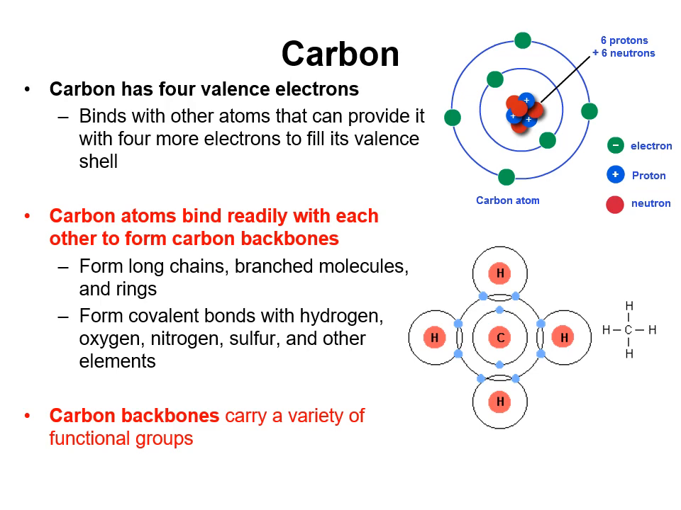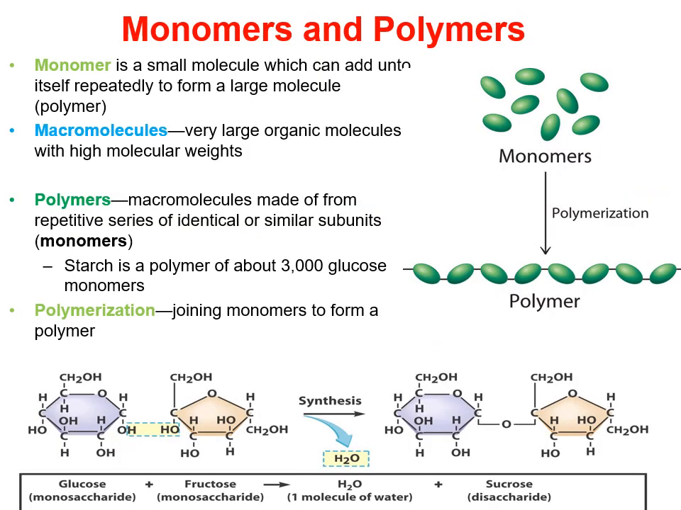So biomolecules are present in every living thing, and there are 3 main types of biomolecules: carbohydrates, proteins, and fats. And the 4th type is nucleic acid, which makes up the genetic material, which is also a biomolecule.